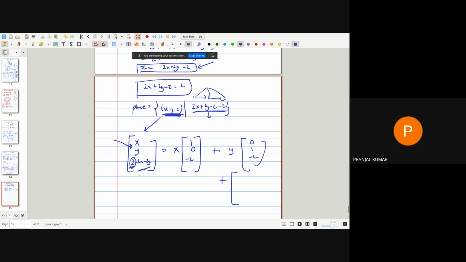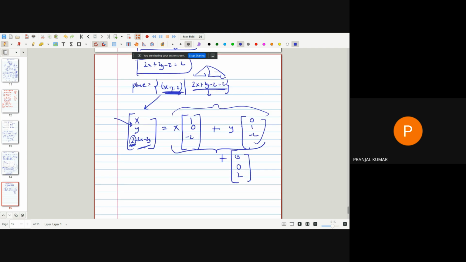Now you will account for the constant. Whatever it is, just write it down. If here it was plus 1, then you would write plus 1 here. So 0, 0, plus 2. This part which has variables in front of it is a span. You know that every span is a subspace, right? So this is your corresponding subspace u, plus v, the corresponding vector, and this is the affine subspace. So what is u? u is the span of (1, 0, minus 2) and (0, 1, minus 2).